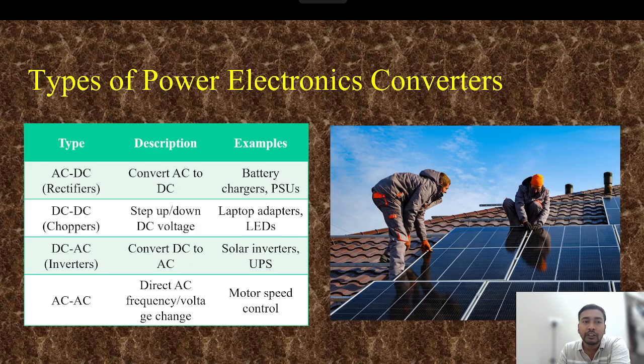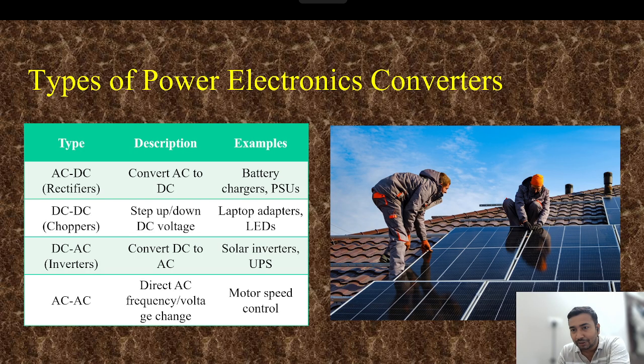The first one is the AC to DC rectifiers, used to convert AC to DC, and these are used in battery chargers and PSUs. Another one is DC to DC choppers, used to step down or step up the voltage. These converters are used in laptop adapters and LEDs. Others are the DC to AC inverters, used to convert DC to AC, and these are used in solar inverters and UPS. AC to AC converters are also used, if we have to control AC frequency or voltage directly, and these are used in motor speed control.